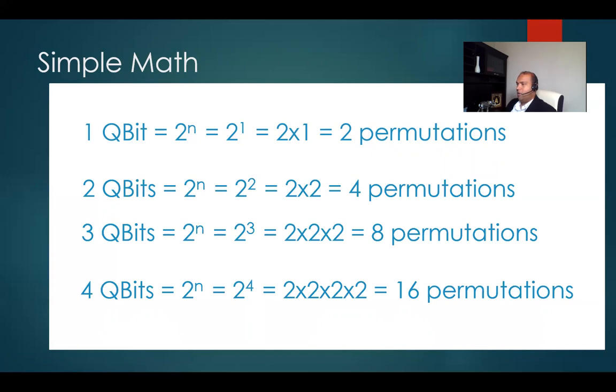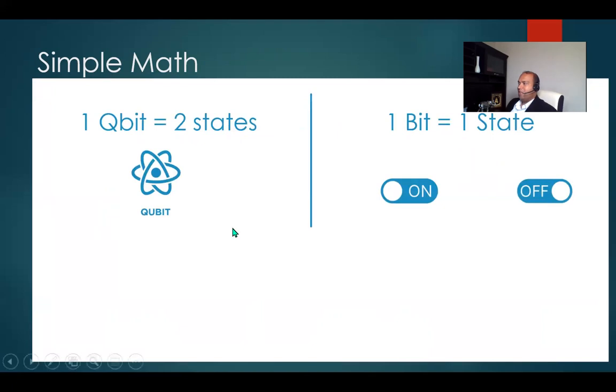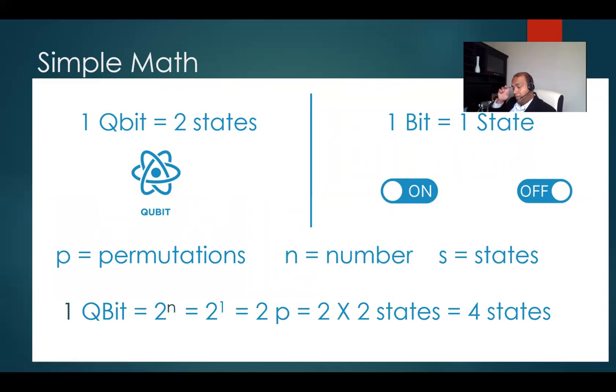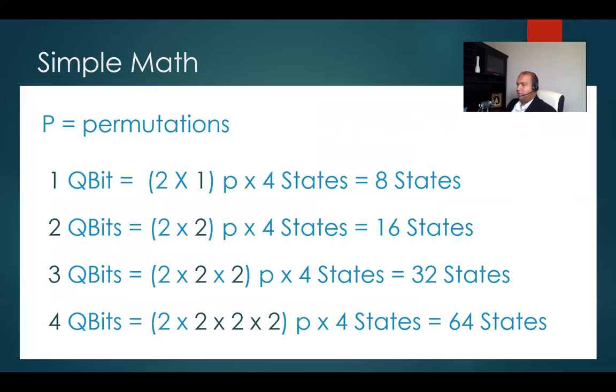Now in the next slide, you would see the states. So it is the permutations, and one qubit could have two states at one time, and one bit has one state at one time, right? We talked about this. P is for permutations, N is for numbers, and S is for states. So one qubit is 2 power n, that is 2 permutations, and 2 permutations multiplied by 2 states is equal to 4 states, because they can hold 1 and 0 at the same time, and that can give 4 states.